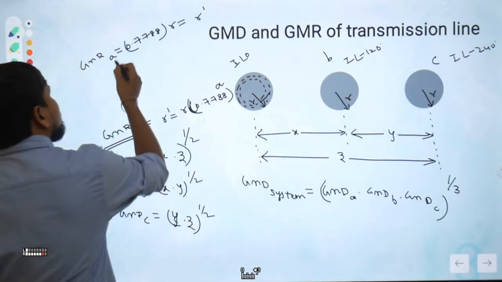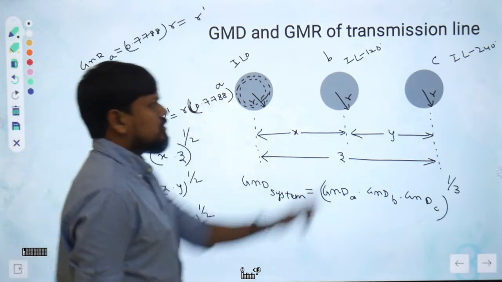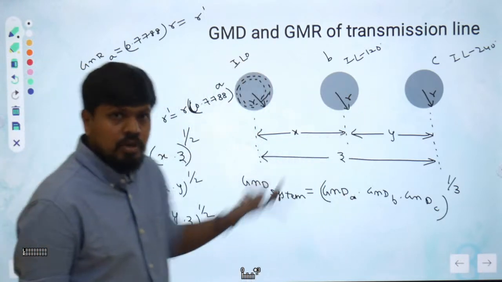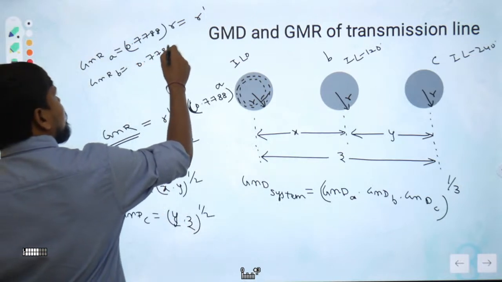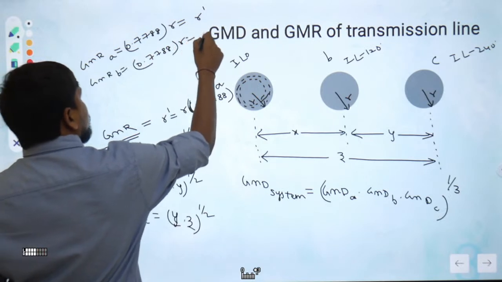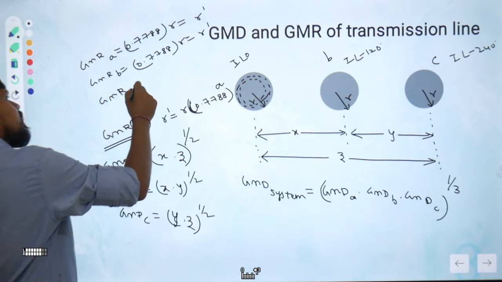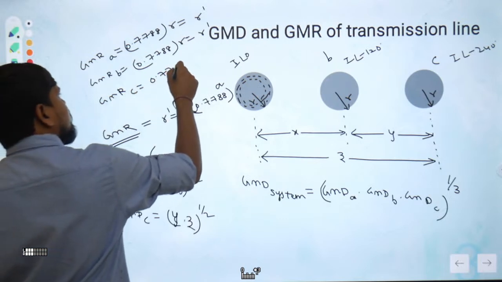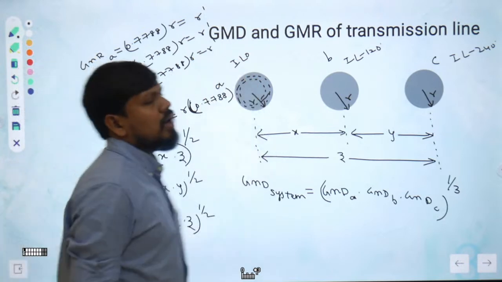And similarly for the B phase also it will be the same, right? The radius is the same, so definitely the self linkage will be 0.7788 into R. So that will be R dash. Now similarly for the GMR of C phase also 0.7788 into R. So that will be equal to R dash.